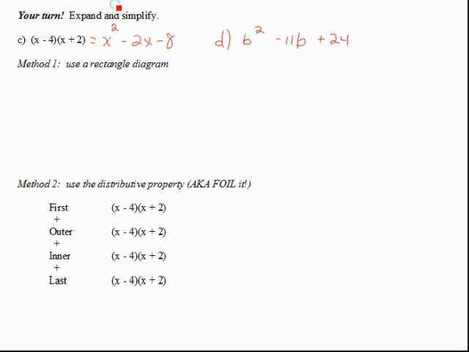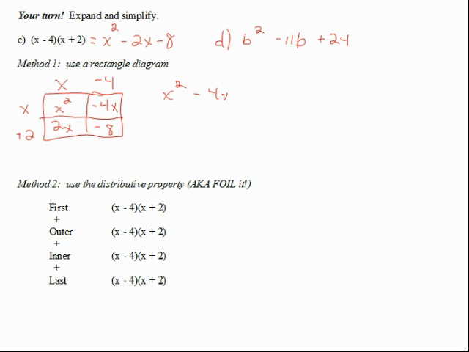Okay, so for the rectangle diagram, we have x minus 4 and x plus 2, so x times x is x squared. This is minus 4 times x, which is minus 4x. This is 2x. This is minus 8. So we have x squared minus 4x plus 2x minus 8 equals x squared minus 2x minus 8.